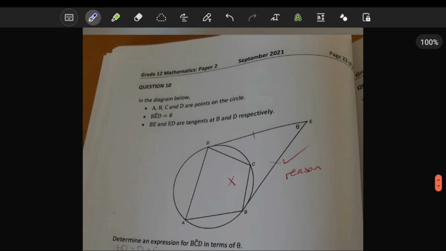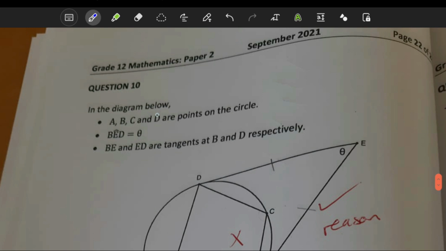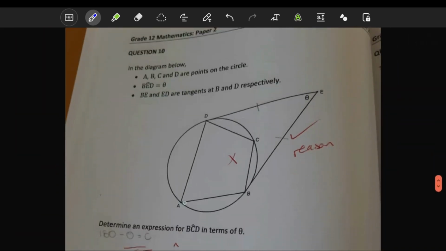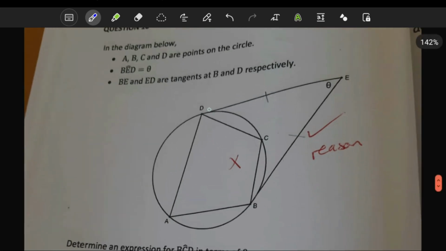The next question here is, they said we have in the diagram below A, B, C, and D are points on the circle. So this is a cyclic quad, as we can see there. They said BED is theta.